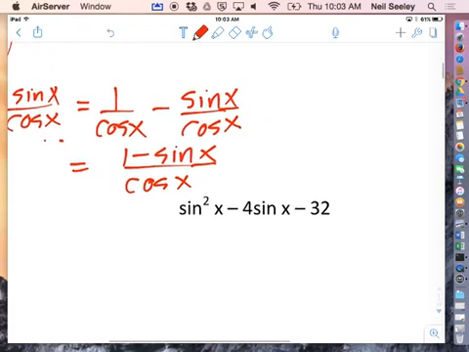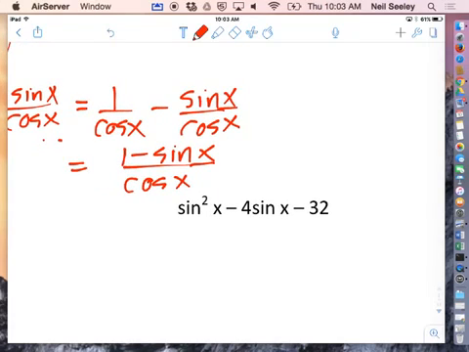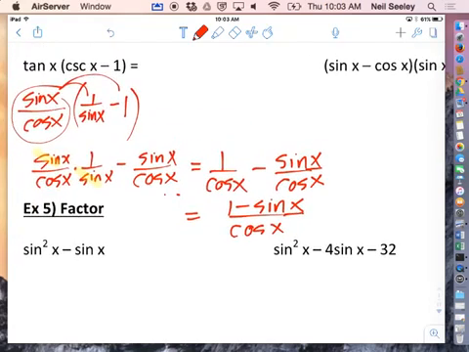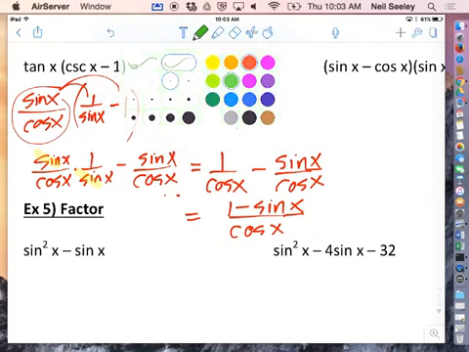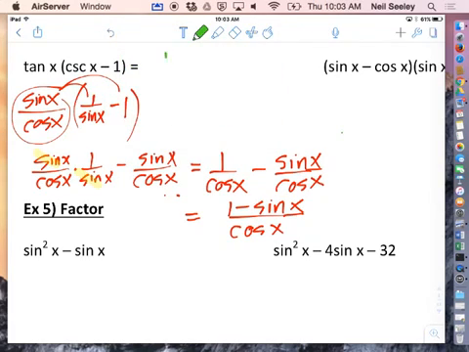It's a good call. 1 minus sine of x over cosine of x. Now this is the end result. This is a little different. Like, what did we just accomplish? We just accomplished writing this as 1 minus sine of x over cosine of x.